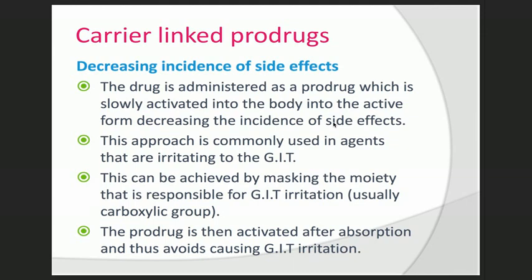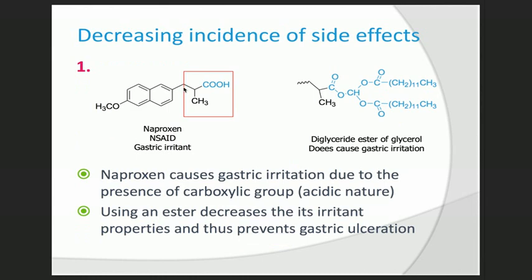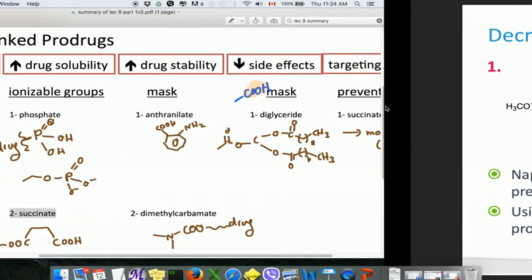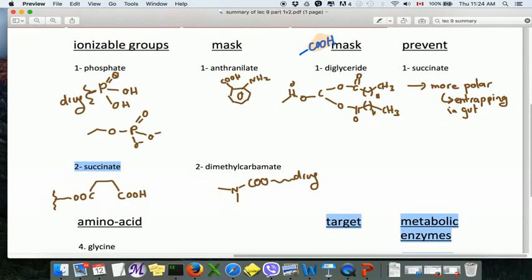So to decrease the incidence of side effects. Some drugs like the non-steroidal anti-inflammatory drugs have a carboxylic group, and you know these cause gastric problems, right? So if they have gastric problems and then they have COOH, so they increase the acidity, this is even more problematic. So how do we stop this? We can mask this COOH, okay? Here we are masking it with a glycerol because this soothes the lining of the stomach. But in the end, we're just trying to mask the group that causes the side effect.